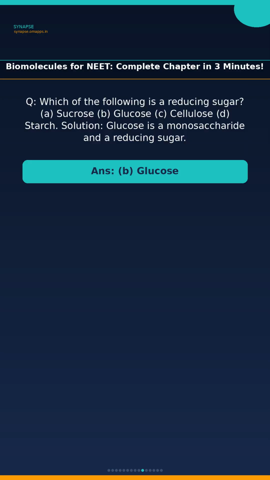Let's try a quick example question. Which of the following is a reducing sugar: sucrose, glucose, cellulose, or starch? The answer is glucose. Glucose is a monosaccharide and a reducing sugar. Always remember to eliminate options.